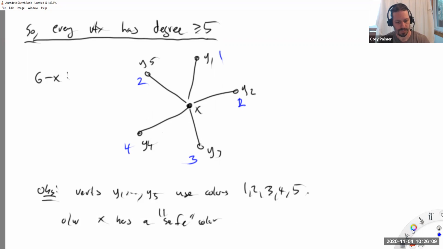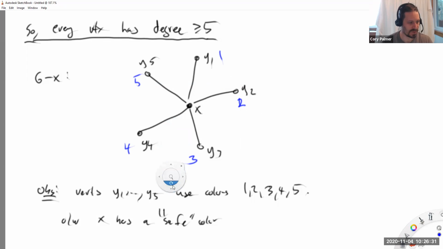In fact, you can relabel the colors if you want, or the indices here. Y1 is color 1, Y2 is color 2, Y3 is color 3, Y4 is color 4, and Y5 is color 5. We can assume the picture looks precisely like this. Otherwise, we don't have a minimal counterexample.